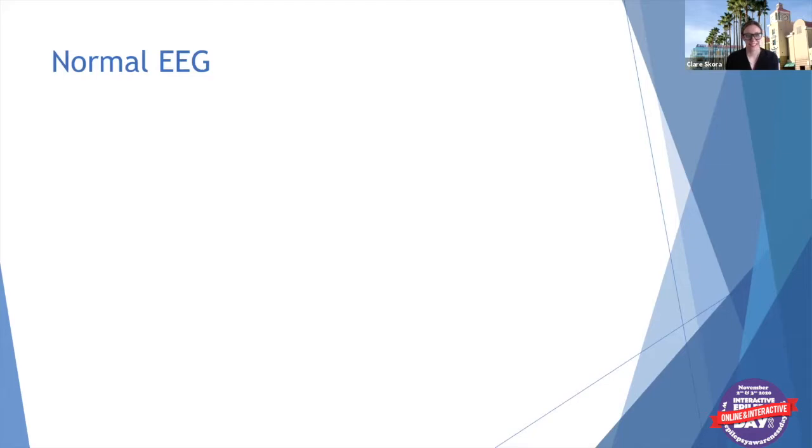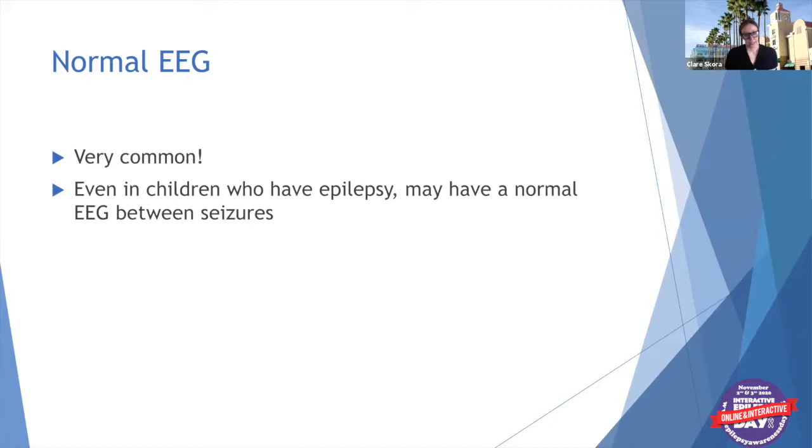So the most common EEG that we see is the normal EEG. It's very common. And I'll show you kind of a picture of what it looks like. It does vary by ages as far as what is normal, what's acceptable. The caveat with this is that even in children who have epilepsy, they may have a normal EEG between seizures. And that, I think, for some families can be very frustrating because you get a study that's normal, but you know your child and them having seizures is very not normal.